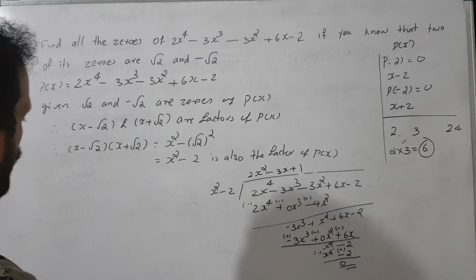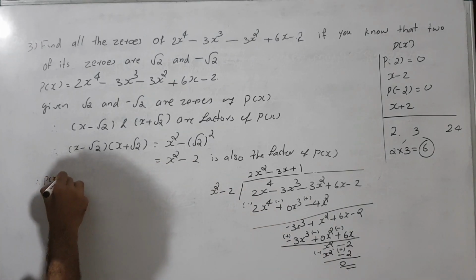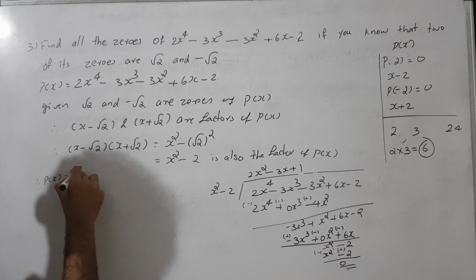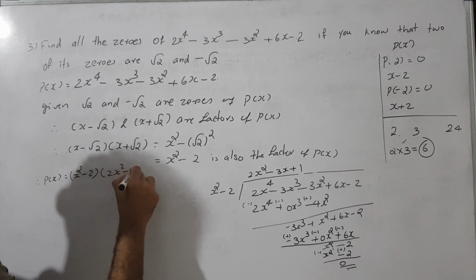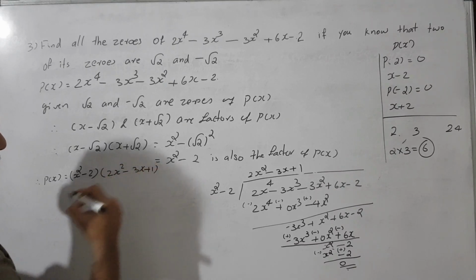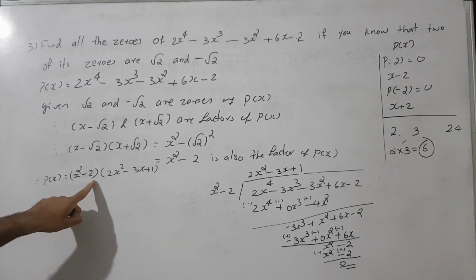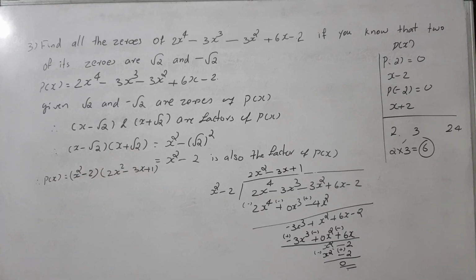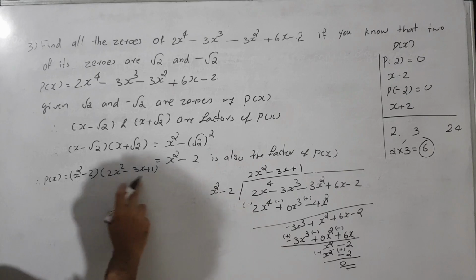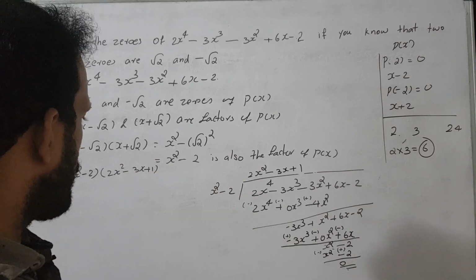So what do we get now? We write like this. Therefore, p of x is equal to x square minus 2 into 2x square minus 3x plus 1. If we factorize x square minus 2, we get the factors x minus root 2 and x plus root 2. So we keep that the same. This one is a quadratic polynomial. We know how to factorize this, correct?